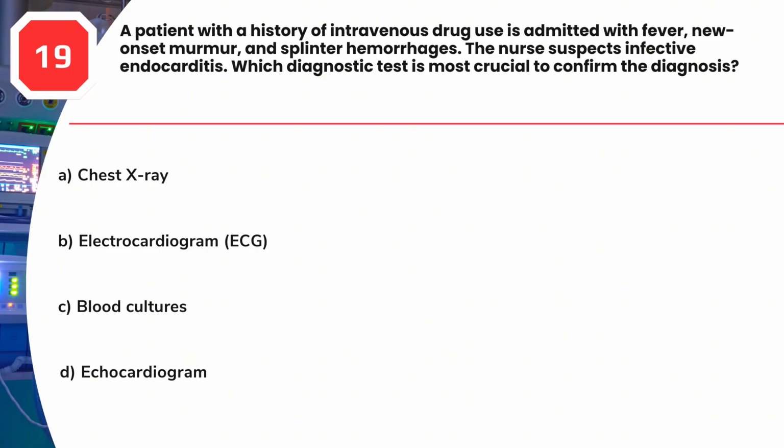Question 19. A patient with a history of intravenous drug use is admitted with fever, new-onset murmur, and splinter hemorrhages. The nurse suspects infective endocarditis. Which diagnostic test is most crucial to confirm the diagnosis? A. Chest X-ray. B. Electrocardiogram, ECG. C. Blood cultures. D. Echocardiogram.